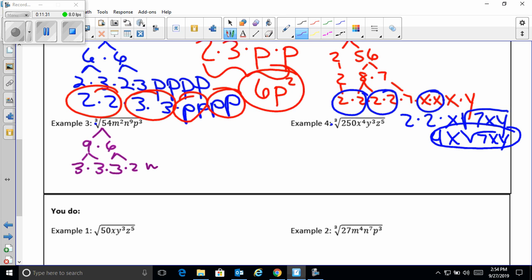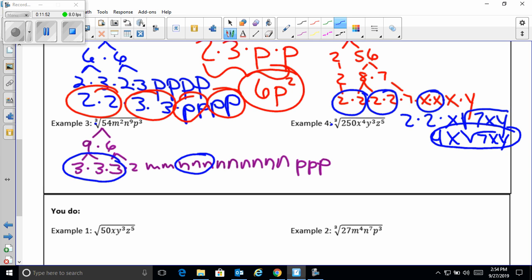m squared, 2 m's. n to the 9th. 1, 2, 3, 4, 5, 6, 7, 8, 9. Ooh, that's a lot of n's. p to the third, p. Looking for groups of 3. 3 amigos right there. 3 amigos, 3 amigos, 3 amigos.